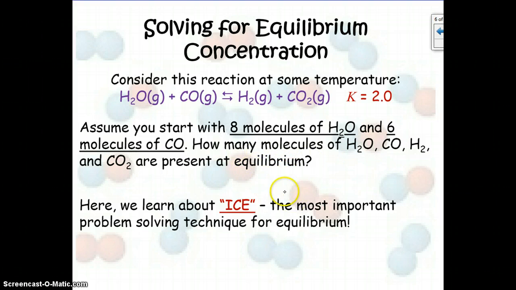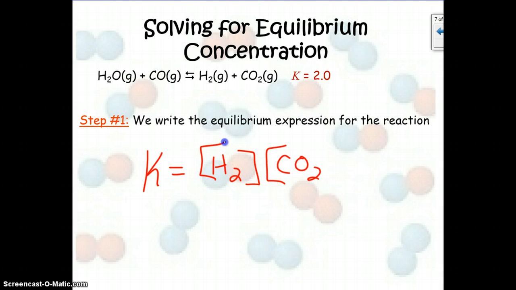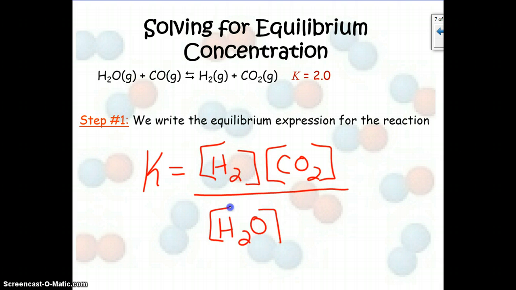Well, in order to solve that, we have to use what's called an ice table. But before we can start using the ice table, it's best to go ahead and write the equilibrium expression for the problem. So we're going to go ahead and write our K. So we got H2 and CO2. These are all 1-to-1 ratios, so you don't have to put any power at the top. Okay, there's our equilibrium expression right there.